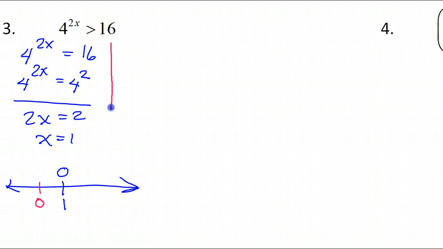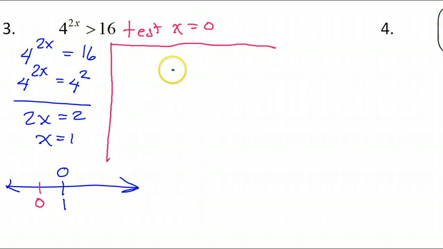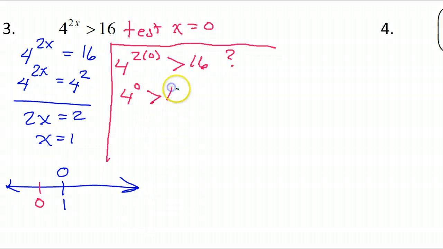Okay, let's record what we do. So I am going to test x equals 0. You didn't have to pick 0. You could have used any value you wanted to, except for 1, of course. If x is 0, then the original problem becomes 4 to the 2 times 0 power is greater than 16. I'm going to put a question mark on that because I'm asking. I don't know yet. But 2 times 0 is 0, so that's 4 to the 0 power is greater than 16.